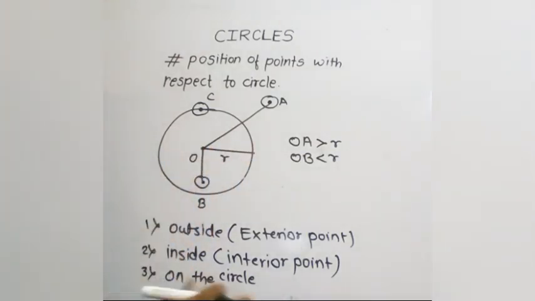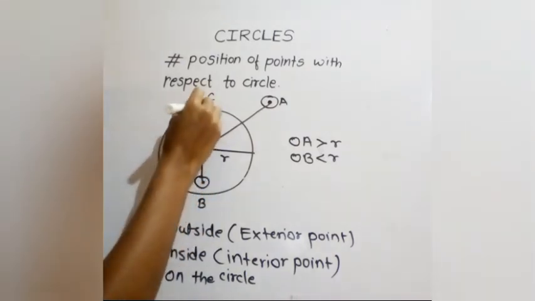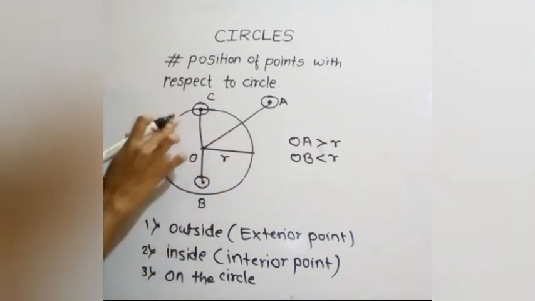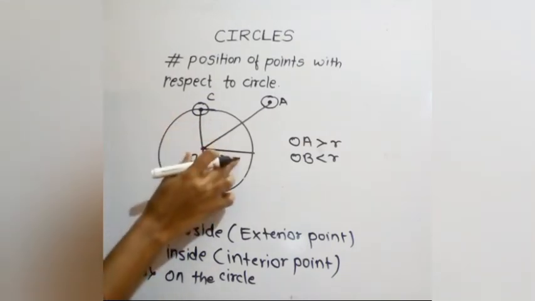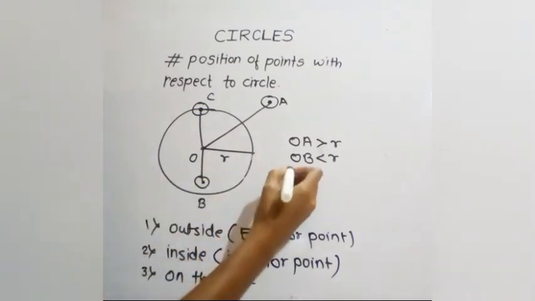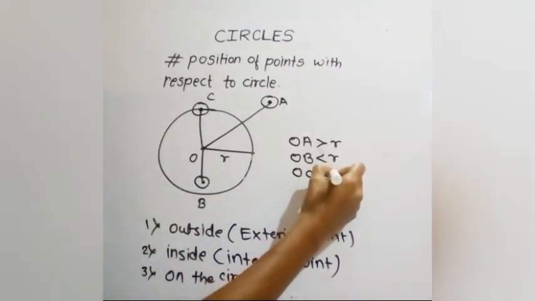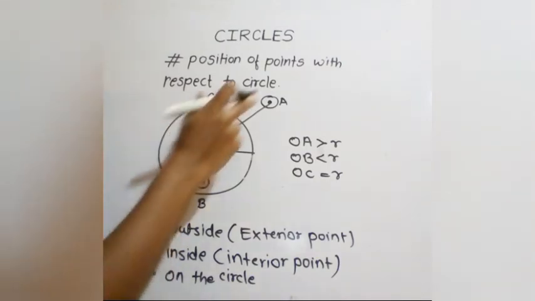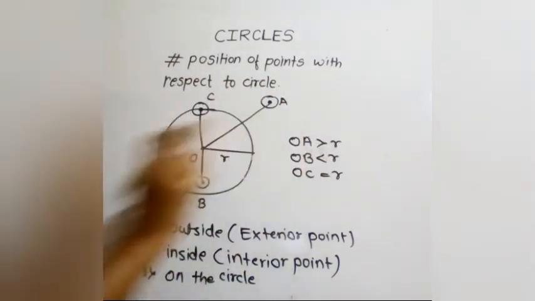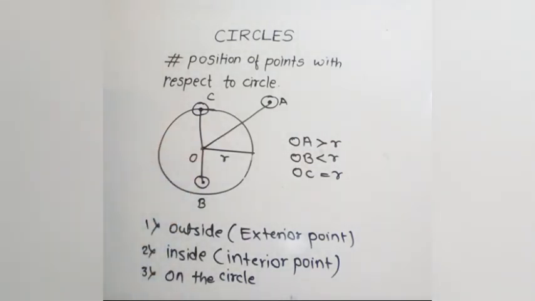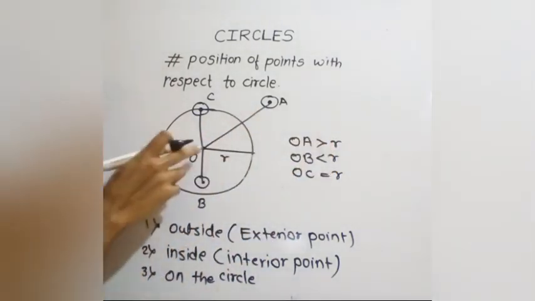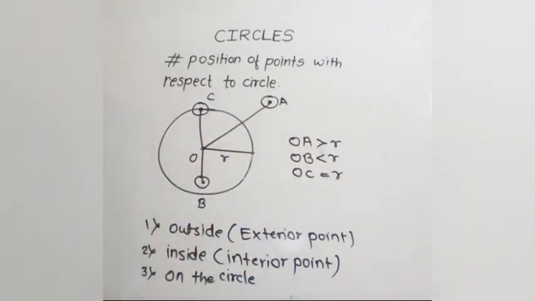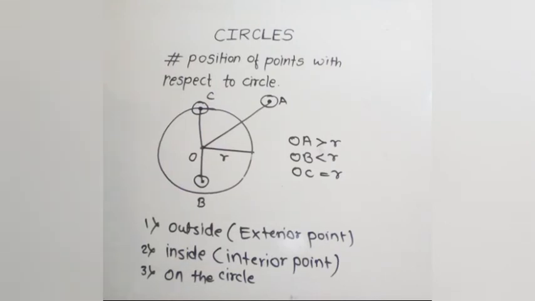The third point is on the circle. If I connect the center with the point on the circle, then this is again equal to R. OC and the radius are the equal distance, so I can write that OC is equal to R. So what do we conclude from that? If the point is outside the circle, the distance is greater than R. If the point is inside the circle, it is less than R, and if the point is on the circle, then it is equal to R. R is the radius of the circle.